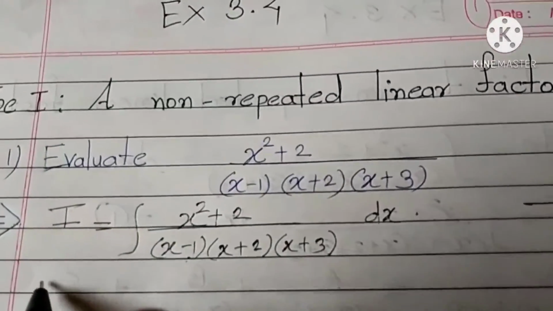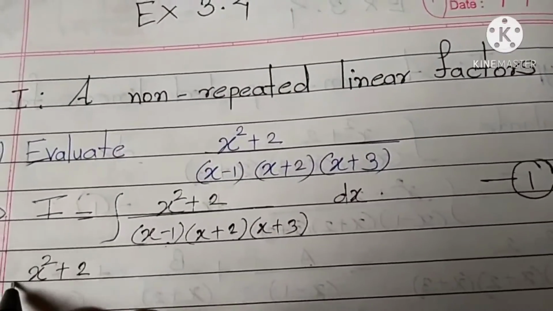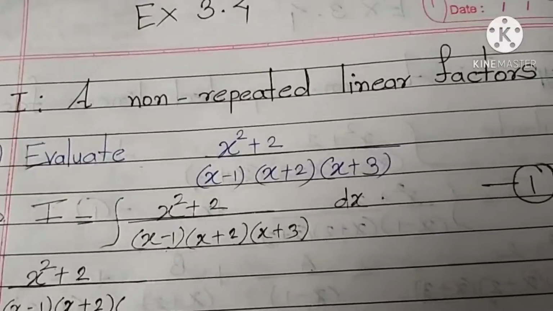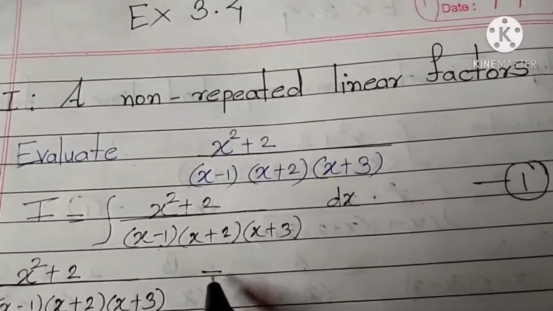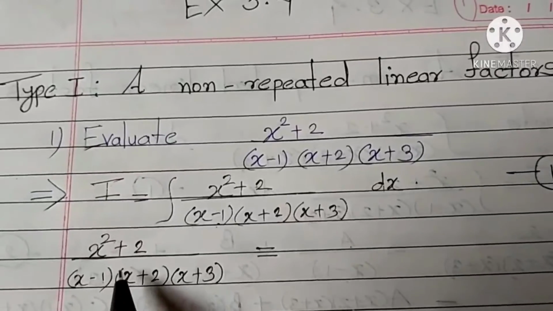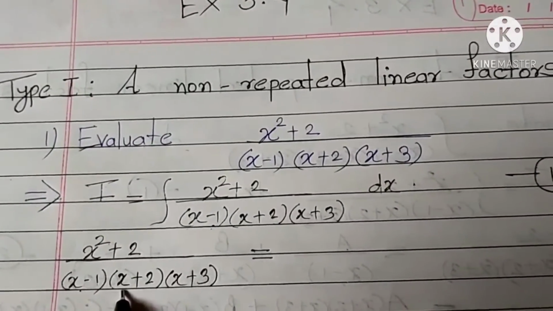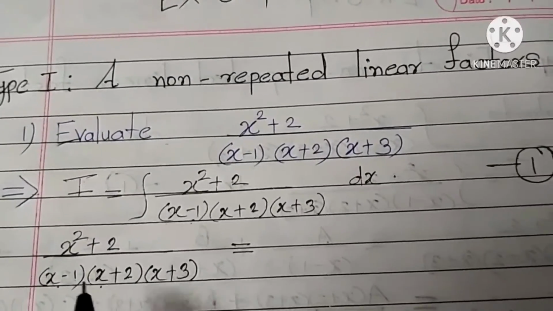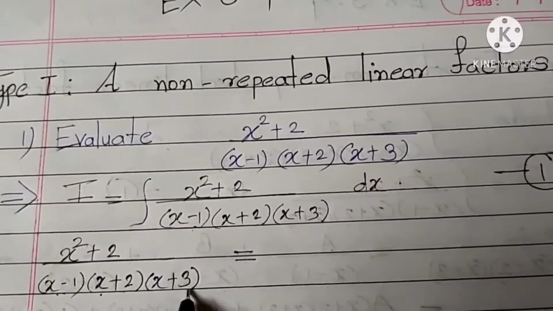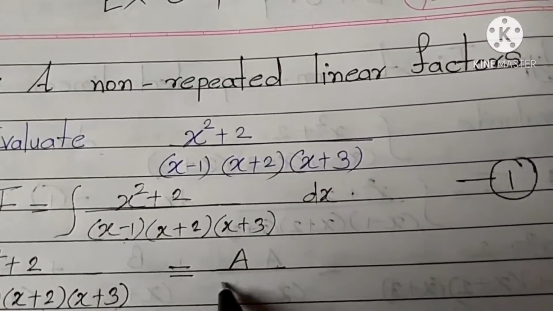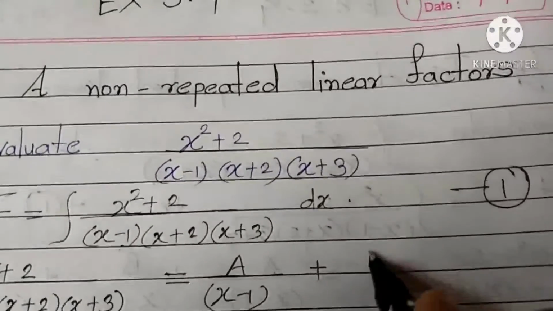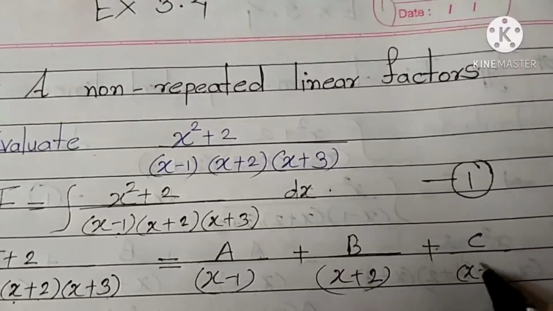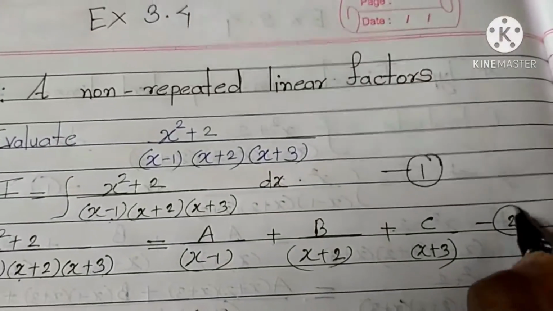So first write the rational form, that is x square plus 2 upon x minus 1, x plus 2, x plus 3, which is equal to. Now we know that this is a non-repeated linear factor, so our partial form is a upon first factor plus b upon second factor plus c upon third factor. So write it as a upon x minus 1 plus b upon x plus 2 plus c upon x plus 3. Now give it equation second.